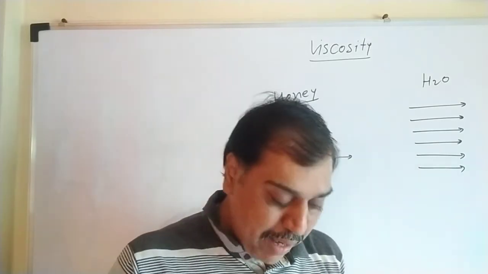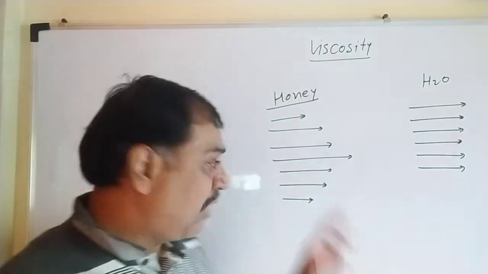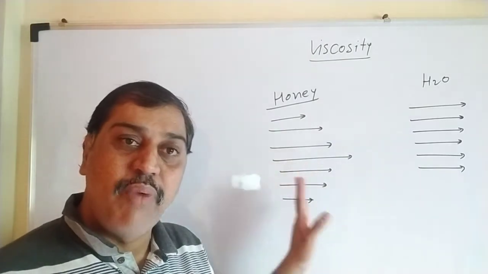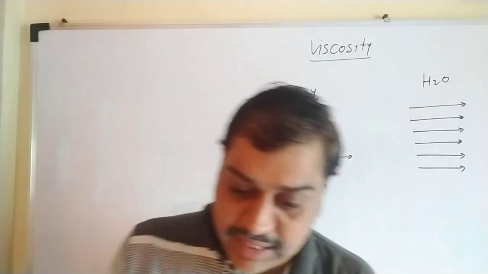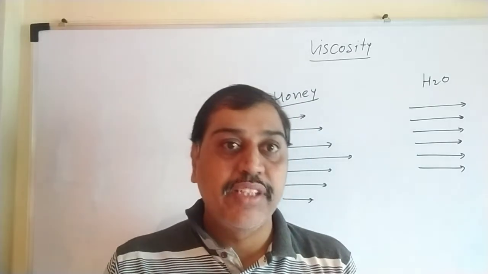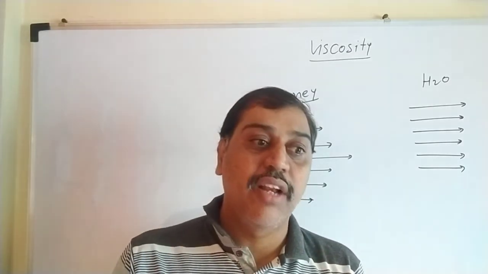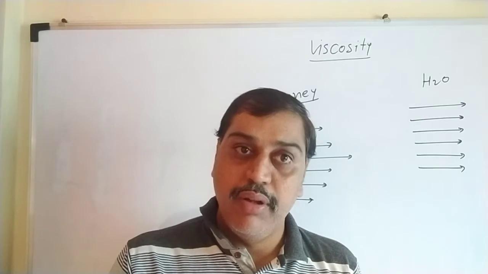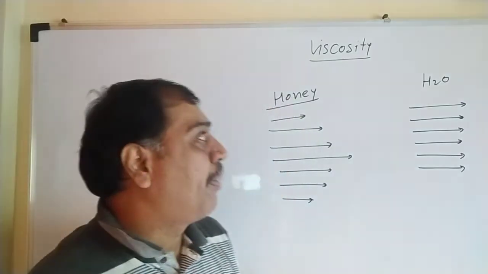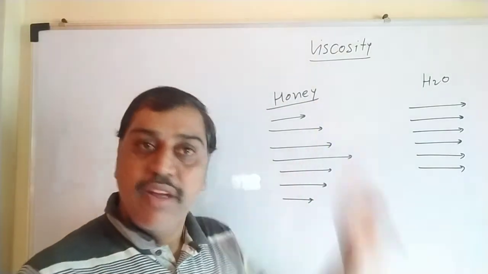Now this viscous part is seen in honey as compared to water. Honey is more viscous. Now in this case, why do these forces get created? These forces get created due to friction. Friction may be the internal friction between the molecules, as well as external friction between the fluid and the surroundings. Depending on that friction, this property comes into existence, which is said to be viscosity.